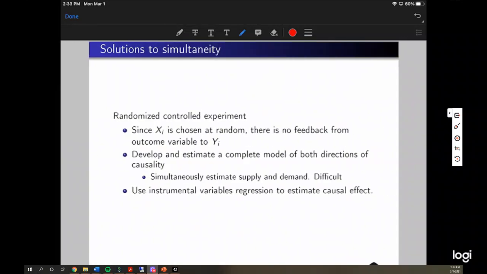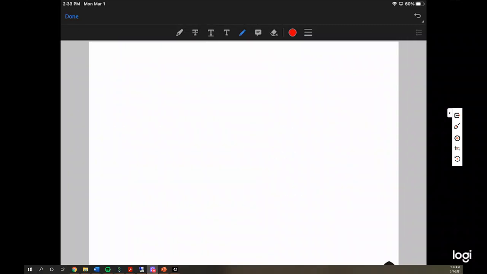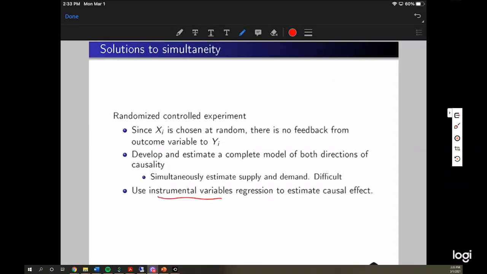So, solutions to simultaneity. Again, a randomized controlled experiment. Since xi would be chosen at random, there's no feedback from the outcome variable to yi. And we could develop an estimated complete model of both directions of causality. This is difficult, but it can be done. We can also use something called, again, instrumental variables, and we would get to that in a graduate course. So that's the threats to internal validity. We've also seen threats to external validity. It's a lot of information.